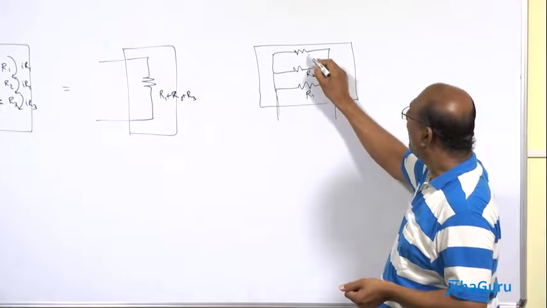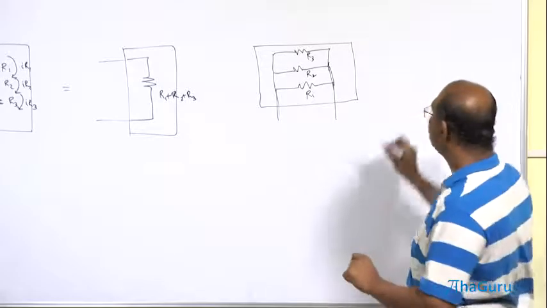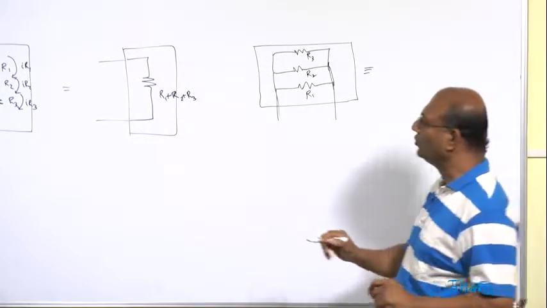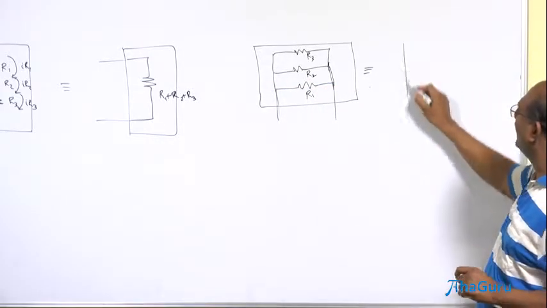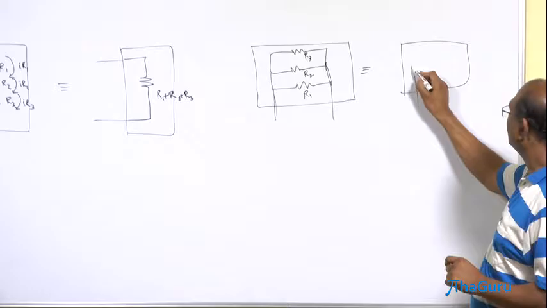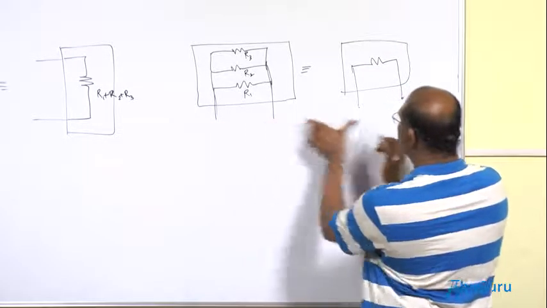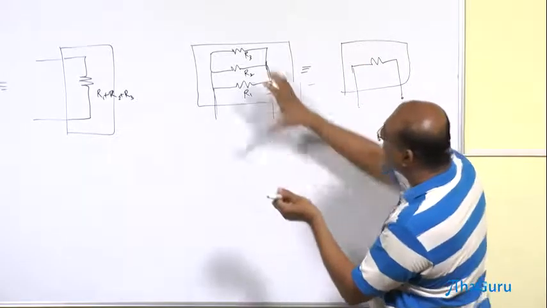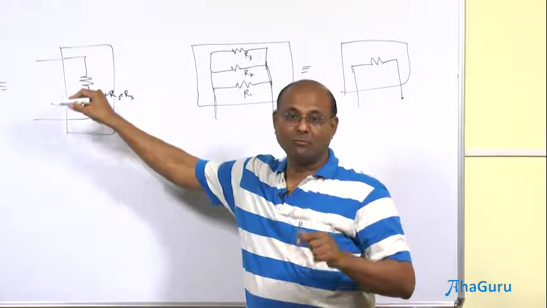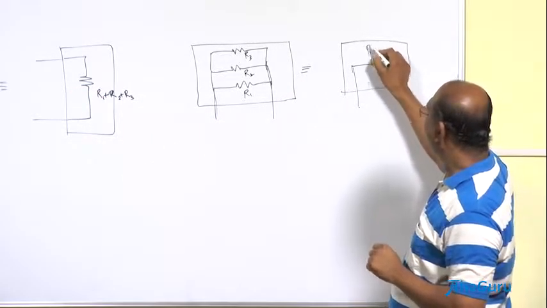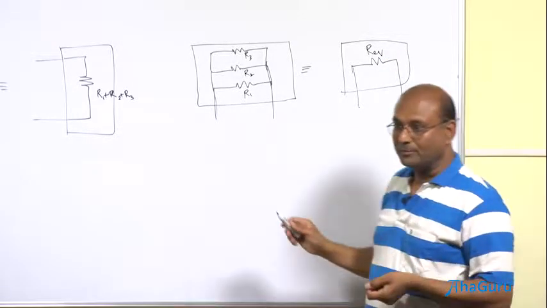The question is, what if the ones inside were connected like that? First of all, is this equivalent to one single resistance? This is the same as this. The box is the same. We are just bunching all this and making it into one. So we call this an equivalent resistance. Suppose I call this R equivalent. Is it possible to find it?